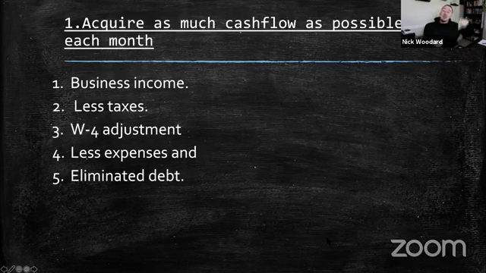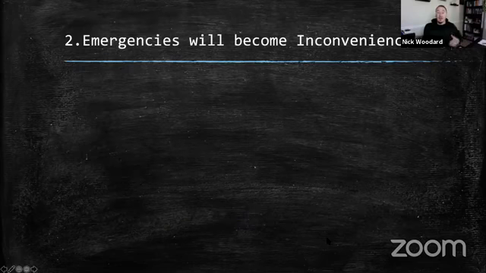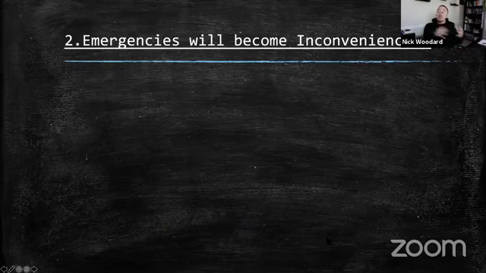We're going to show you how to take the new tax dollars, because the government forced you to overpay taxes. Now, the way we look at it, since they got you into debt, we're going to show you how to have the government get you out of debt without using your own money. And then apply the extra cash flow to the steps in the system. That's how all this works. It's a snowball effect.